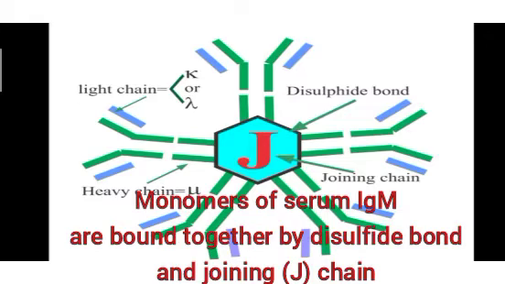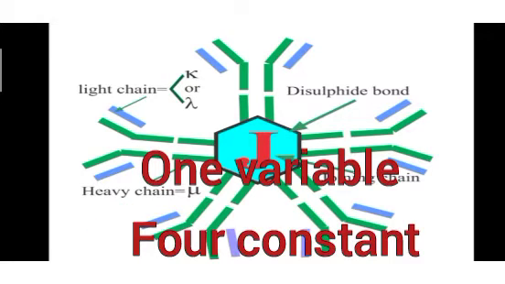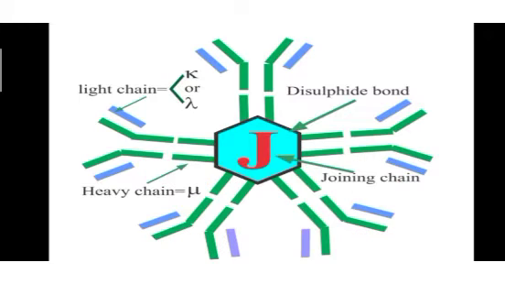Monomers of serum immunoglobulin M are bound together by disulfide bonds and a joining J chain. Each of the 5 monomers within a pentamer structure is composed of 2 light chains, either kappa or lambda, and 2 heavy chains. Unlike the heavy chains in immunoglobulin G, the IgM monomer is composed of 1 variable and 4 constant regions, with the additional constant domain replacing the hinge region.